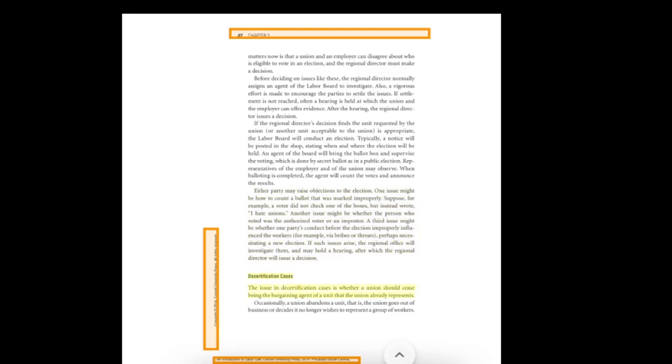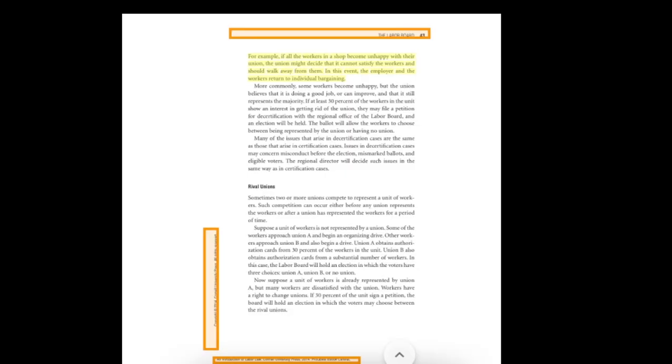Decertification cases. The issue in decertification cases is whether a union should cease being the bargaining agent of a unit that the union already represents. Occasionally, a union abandons a unit, that is, the union goes out of business or decides it no longer wishes to represent a group of workers. For example, if all the workers in a shop become unhappy with their union, the union might decide that it cannot satisfy the workers and should walk away from them. In this event, the employer and the workers return to individual bargaining.